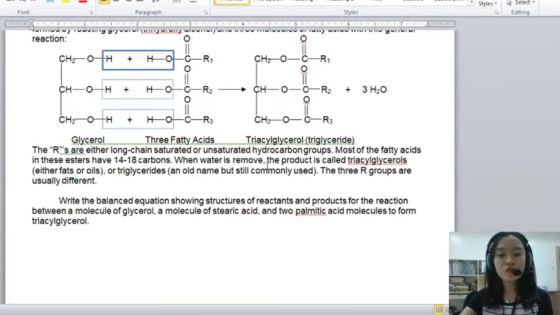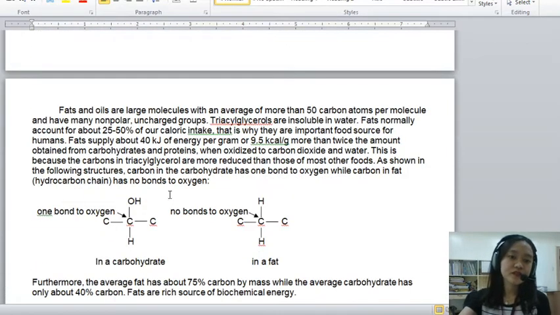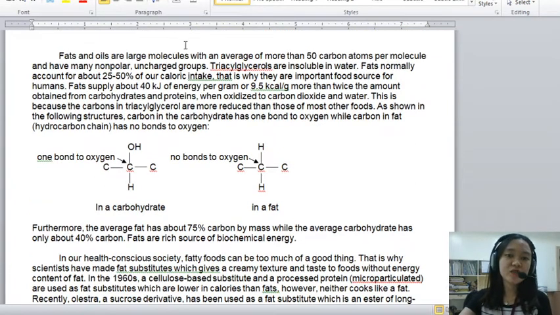So, when water is removed, the product is called triacyl glycerols. Okay? So, tinanggalan mo sila ng water molecules, tatlong water molecules. So, old name niya yung triglyceride, pero commonly used pa rin yan. The 3 R groups are usually different. Magkakaiba-iba sila. So, fats and oils are large molecules with an average of more than 50 carbon atoms per molecule. So, malaki sila, di ba? And have many non-polar uncharged groups.